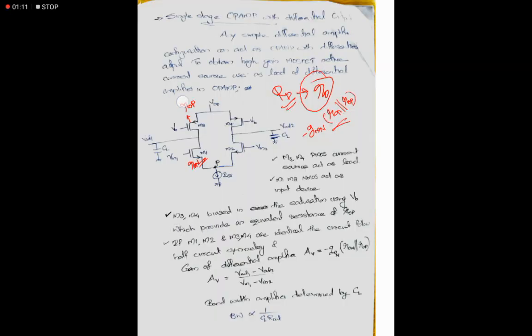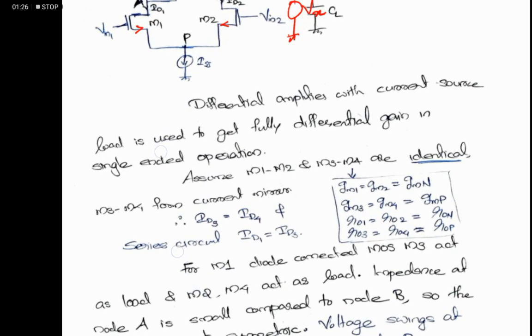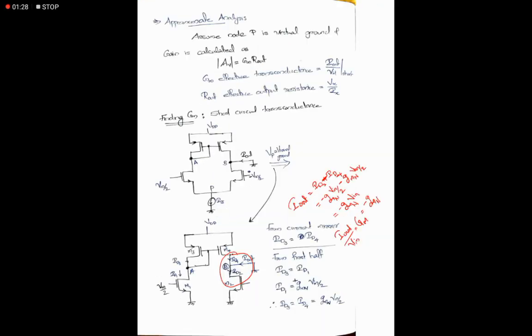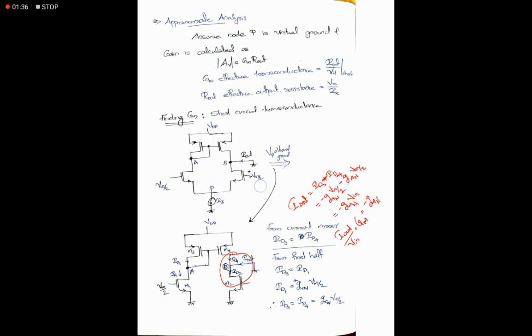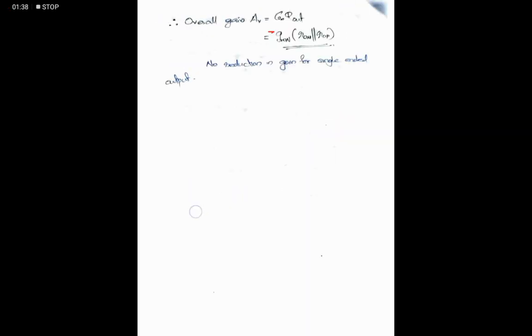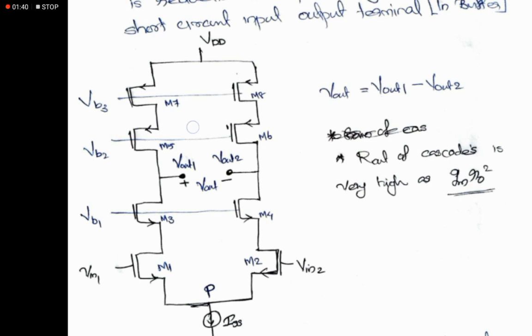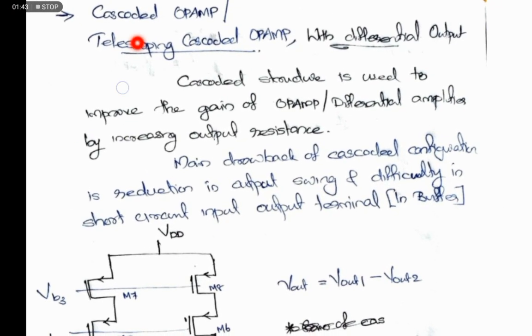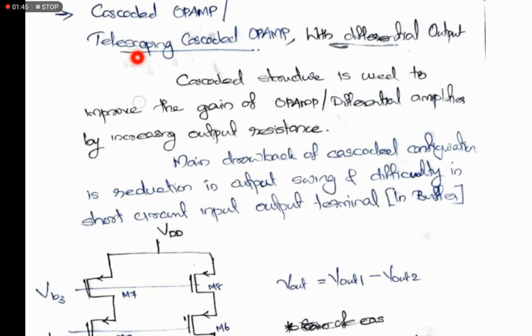Here the most important one is the single-ended operation of the differential pair, or the op-amp, with the help of a current mirror circuit. The derivation is very important, and usually the university exam will ask for this derivation. There also we need to find the effective transconductance and effective output impedance, and then we can find the effective gain. Now we will start with the cascoded configuration of the op-amp, or telescopic cascode op-amp.